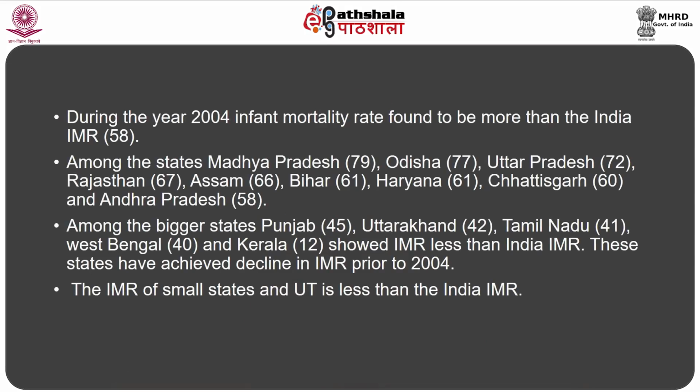Among the states, Madhya Pradesh 79, Odisha 77, Uttar Pradesh 72, Rajasthan 67, Assam 66, Bihar 61, Haryana 61, Chhattisgarh 60 and Andhra Pradesh 58. Among the bigger states, Punjab 45, Uttarakhand 42, Tamil Nadu 41, West Bengal 40 and Kerala 12 showed IMR less than India IMR. These states had achieved decline in IMR prior to 2004. In smaller states and union territories, IMR is less than the Indian IMR.